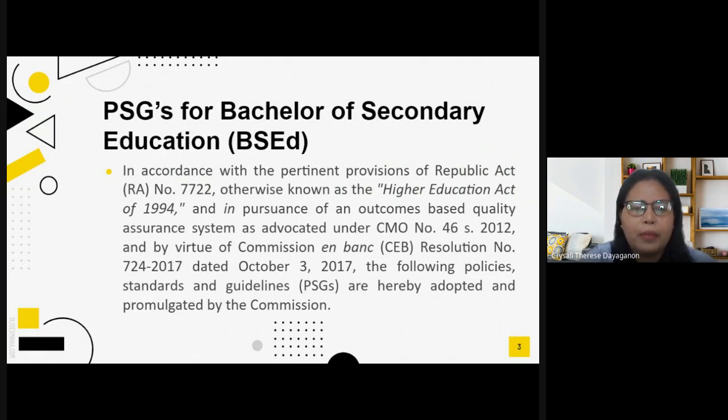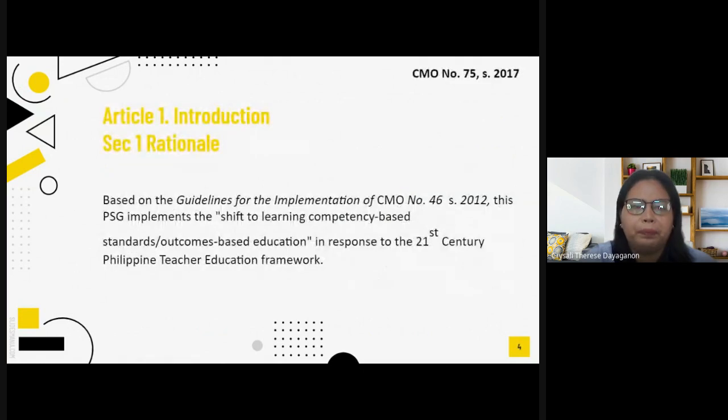Republic Act Number 7722, otherwise known as the Higher Education Act of 1994, and in pursuance of an outcomes-based quality assurance system as advocated under CMO number 46, series of 2012, and by virtue of Commission en Banc Resolution number 724-2017, dated October 3, 2017, the following policies, standards, and guidelines are hereby adopted and promulgated by the Commission.